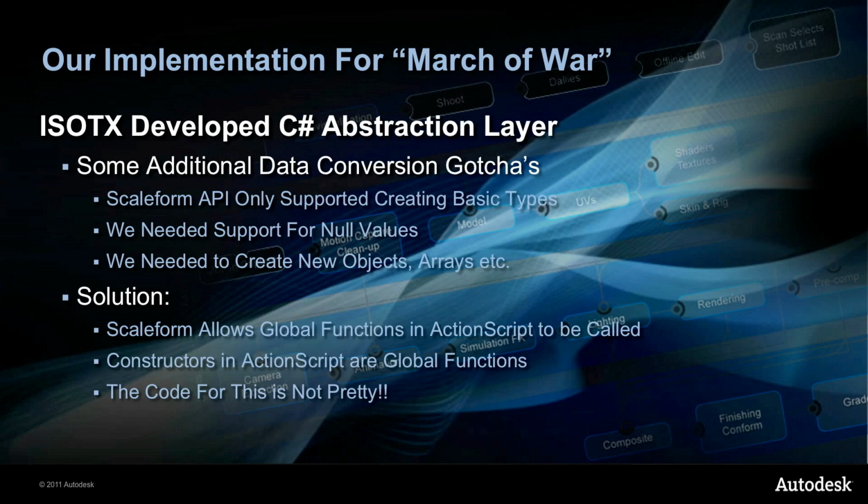So one of the other things that we ran into is that now that we have these custom objects that we're converting, we needed a way to represent null, because sometimes you just don't have an object there. But Scaleform didn't have a built-in null value, so to speak. So we came up with something kind of cool for it. It's a little bit of a hack, but it definitely works. I'll show you how that works.